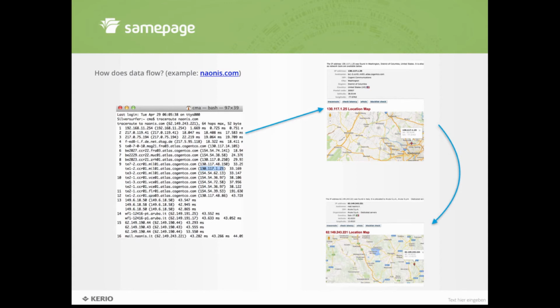So even though I'm sitting here in Germany with a German telecom internet connection, my data first flies over to the US and then to Italy, and not directly to Italy.